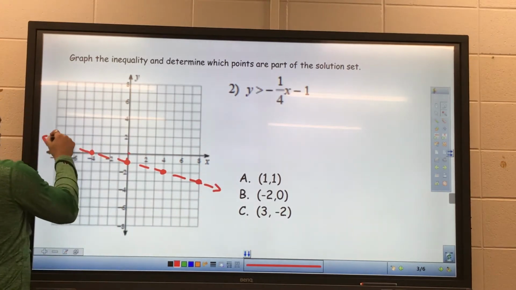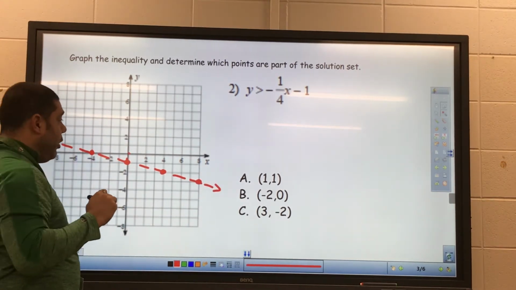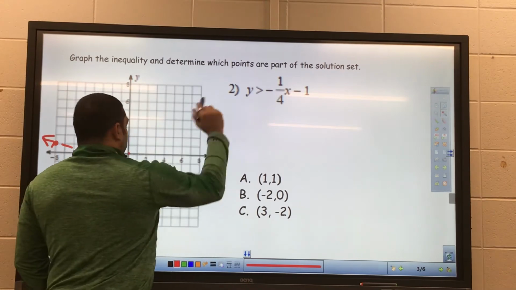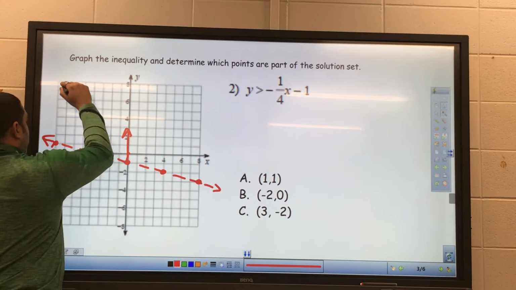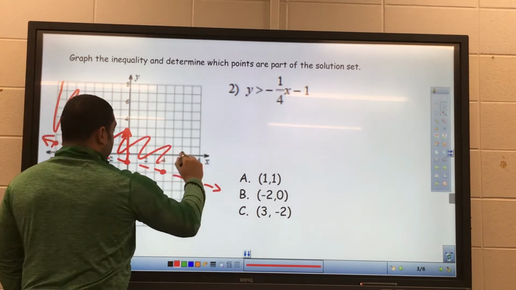You need to be using a straight edge. Okay, use your ID. And this is y is greater than, so I shade up, which should be this whole region.